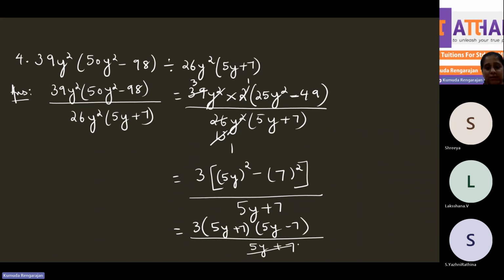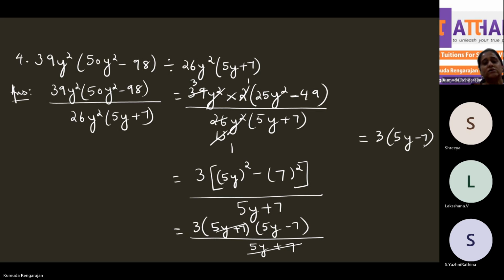Now 5y plus 7, 5y plus 7. As an expression, they get cancelled as a whole. I'll just write the final answer here. So the answer is 3 into 5y minus 7. This is the final answer. This is the result on division. 3 into 5y minus 7.